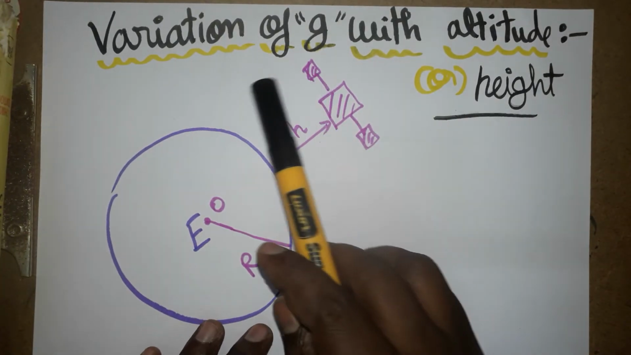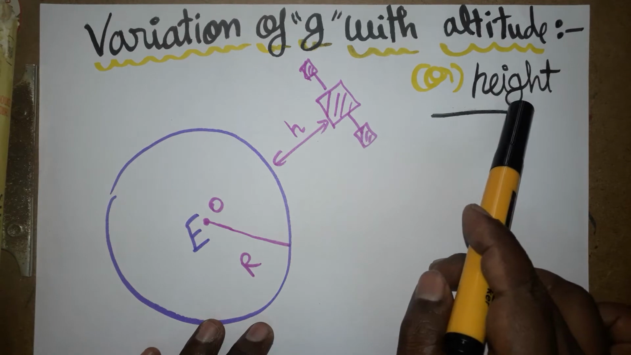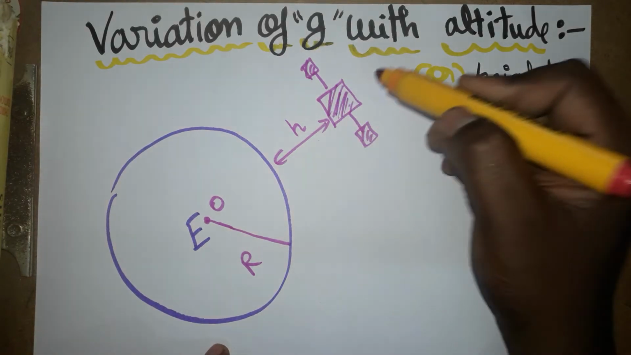Students, today we are going to learn about the variation of gravity with altitude, that is, with height. Imagine one satellite is there above the earth, at some height.